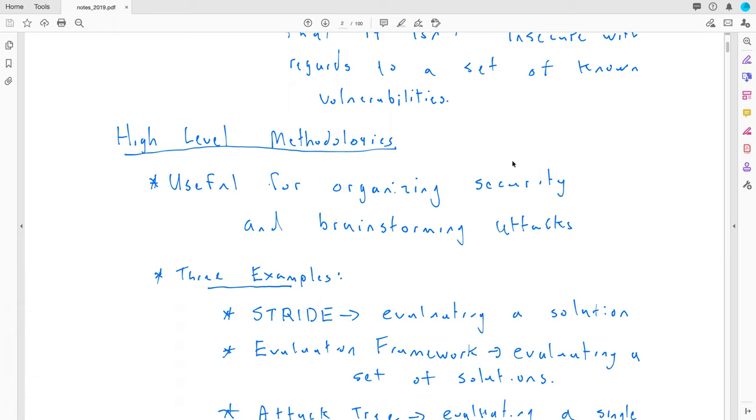Okay, so what we'll do at the start of the course, in the first couple of lectures, I'm going to show you 3 really high level evaluation methodologies, okay? So high level that they're almost not useful, okay? But if you combine them with domain knowledge of what you're talking about, they can be useful. You can also think of it as a start. You need to start somewhere.